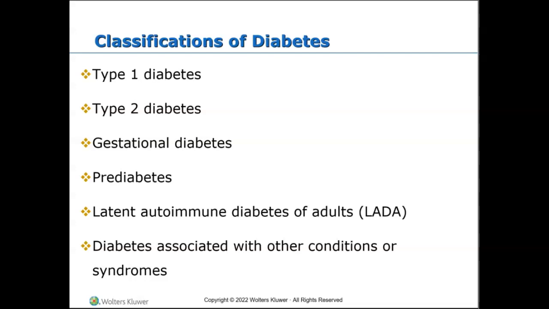Gestational diabetes occurs when a woman is pregnant due to the secretion of hormones in the placenta, which causes insulin resistance. Women should be tested sometime during the 24 to 28 week of gestation and sooner if they are at a higher risk for developing gestational diabetes. All of these types are outlined in your book. Pause and take a moment to review them.